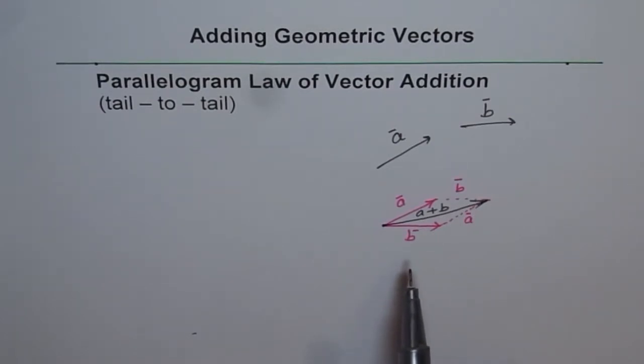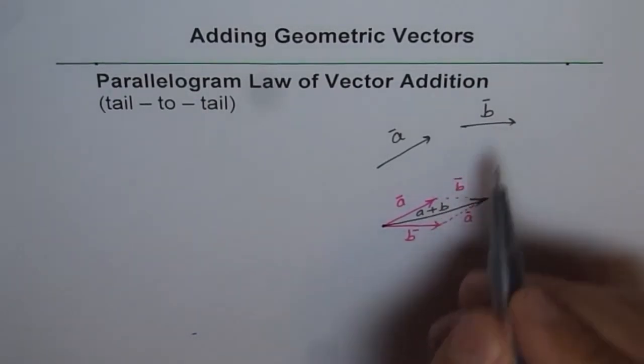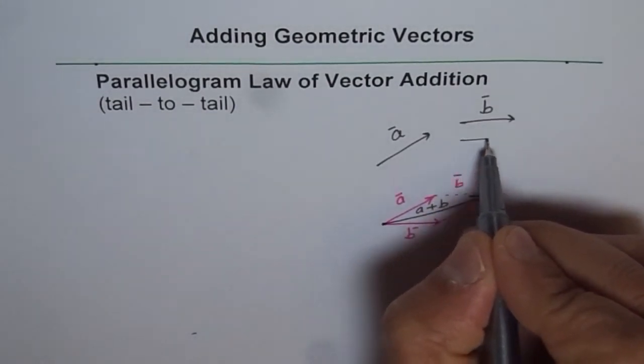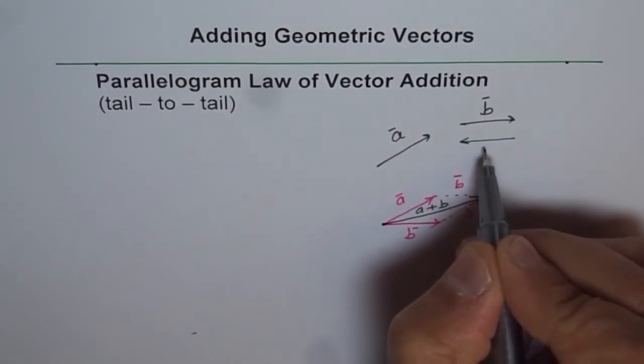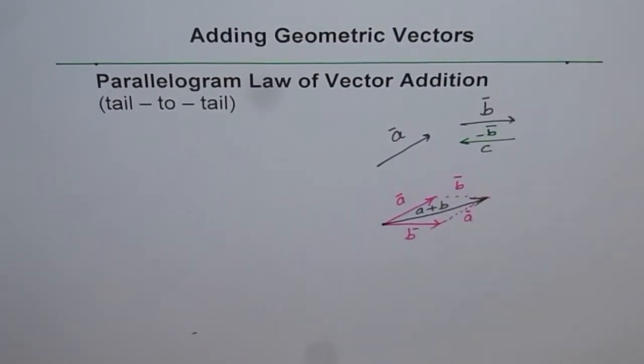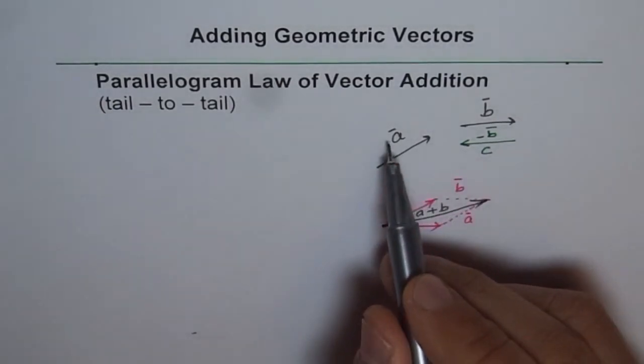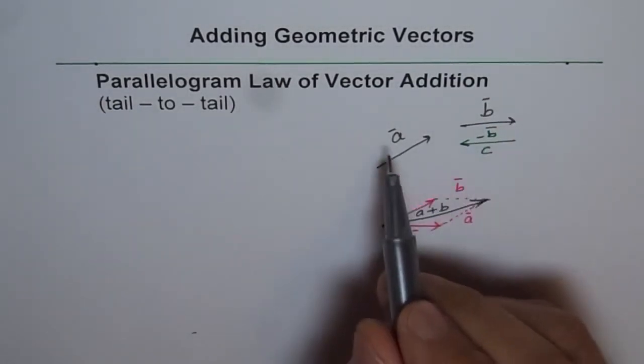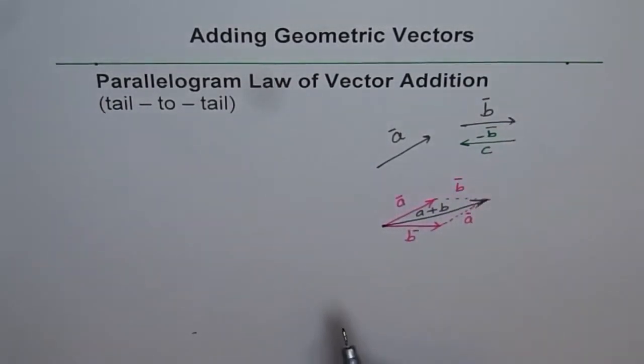Now there are situations where you may like to find what is A minus B. So I'll just show you here how to find A minus B using parallelograms. So if B is given to us like this, then minus B will be what? Minus B will be this, right? So that becomes minus B, right? Let us call it C, for example. Now, to find A minus B, we can do A plus C, right? And follow the same process.